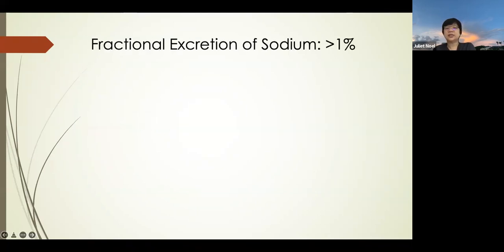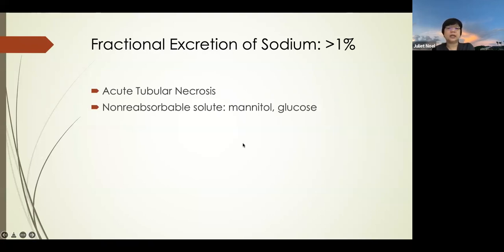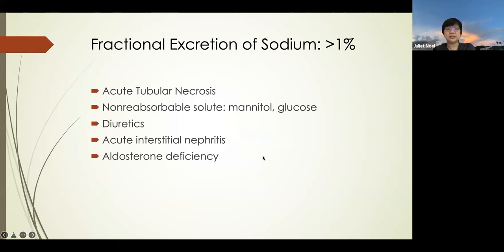So what is the significance of fractional excretion of sodium? You see more than 1% in ATN, with non-absorbable solutes like an infusion of mannitol, or if you have hyperglycemia. When you have given a diuretic, then your sodium will be high. Also in patients with acute interstitial nephritis, in aldosterone deficiency, and in late urinary obstruction.